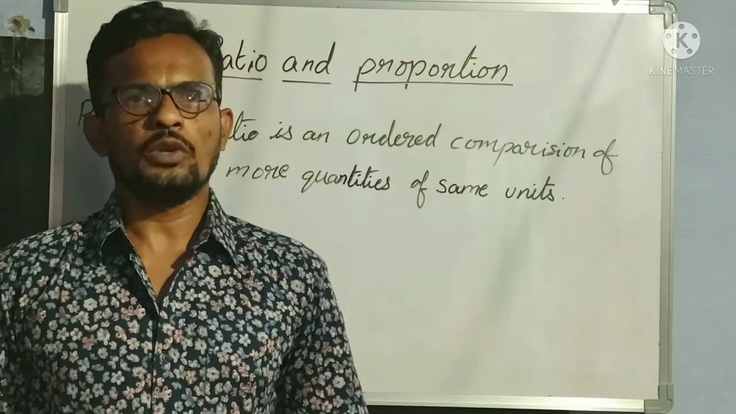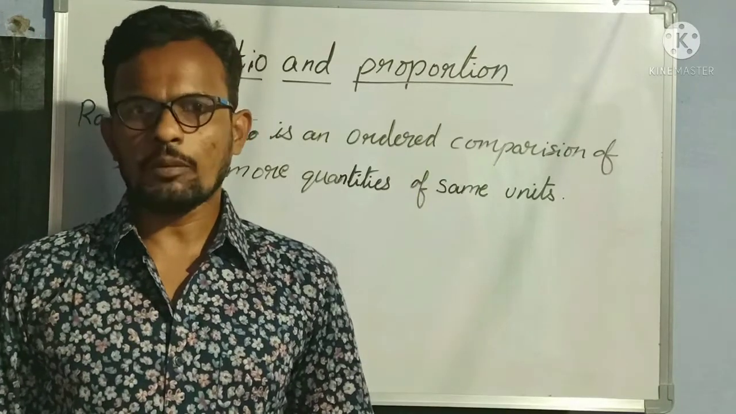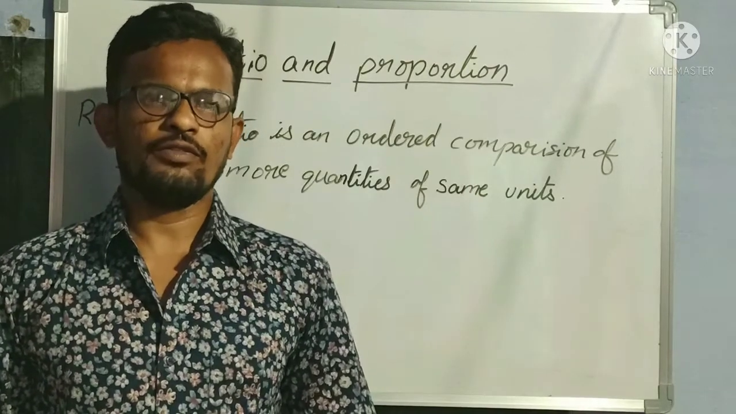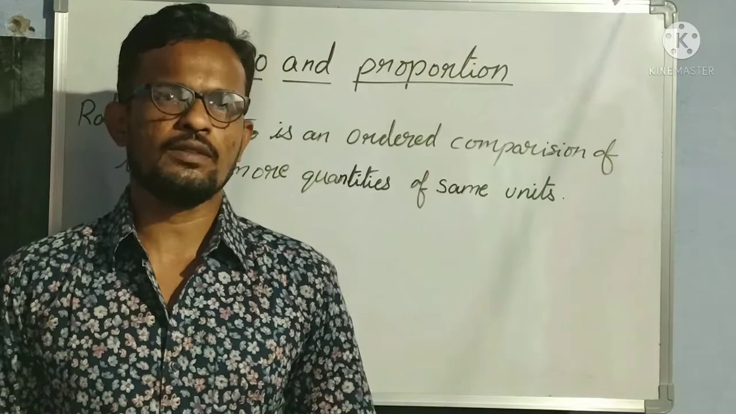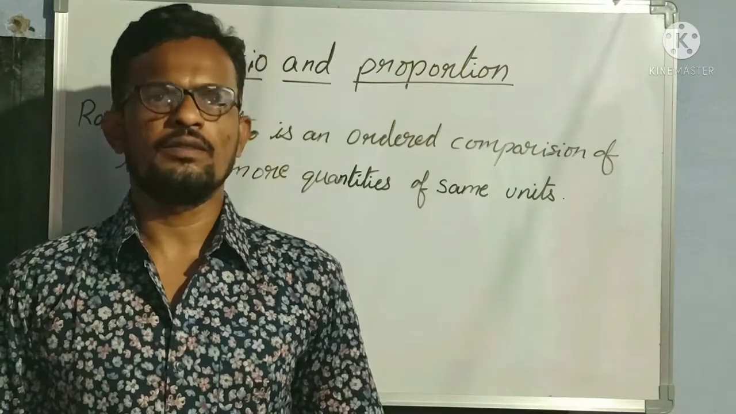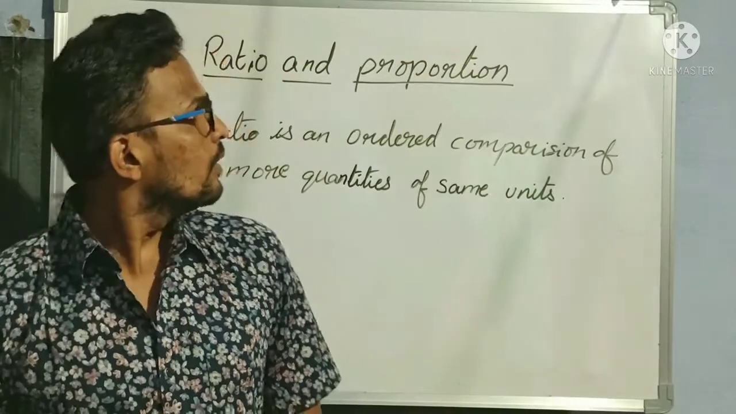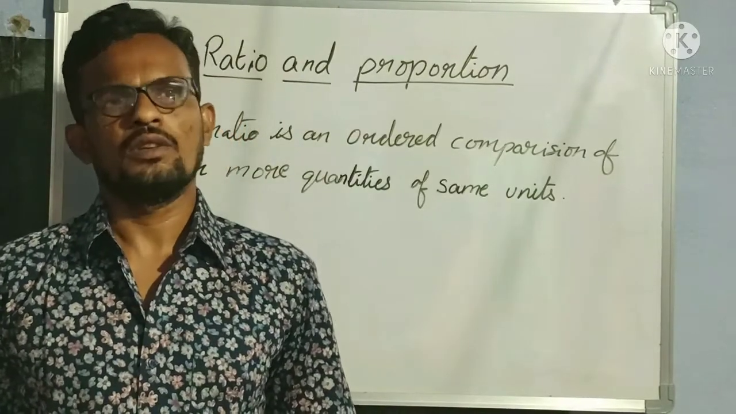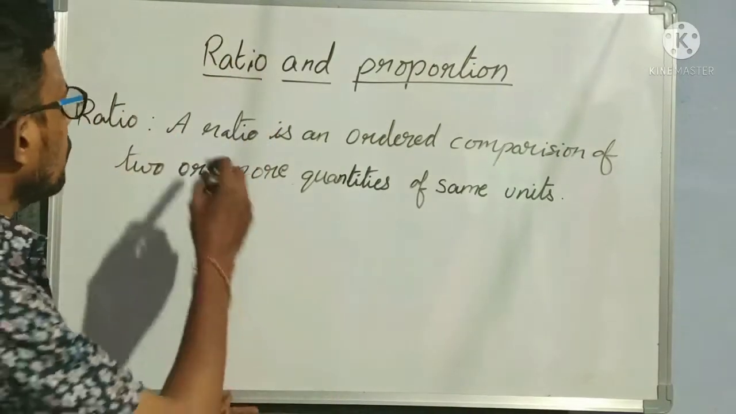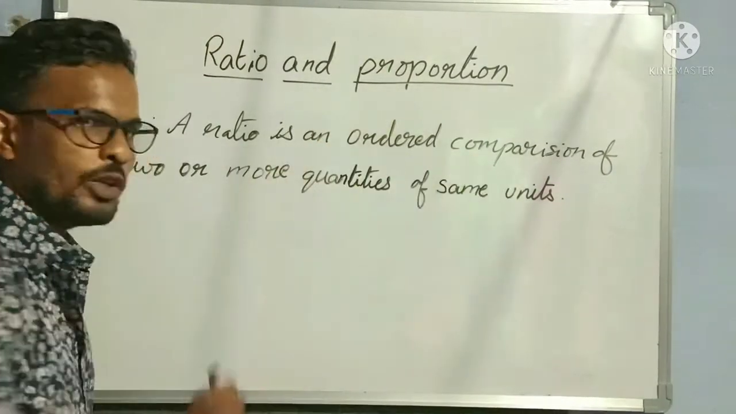So today, in our class, let us discuss ratio and proportion in our basic mathematics. I have already explained many topics in basic mathematics like rational numbers, whole numbers, integers, fractions and decimals, and now we are in our next topic, that is ratio and proportion. So what is meant by ratio? Ratio is an ordered comparison of two or more quantities of the same units.